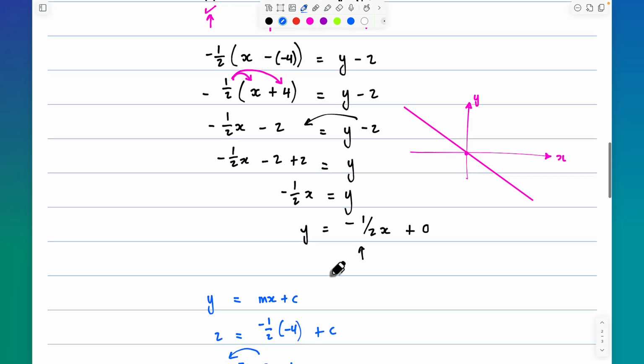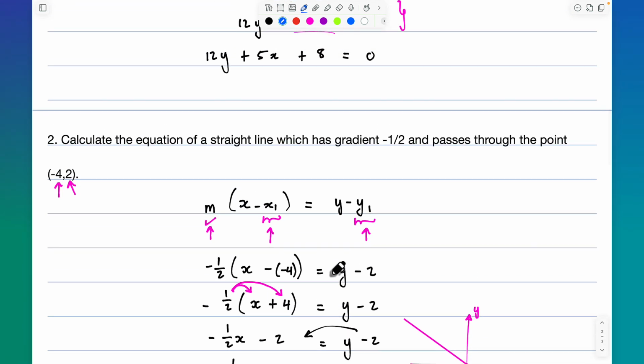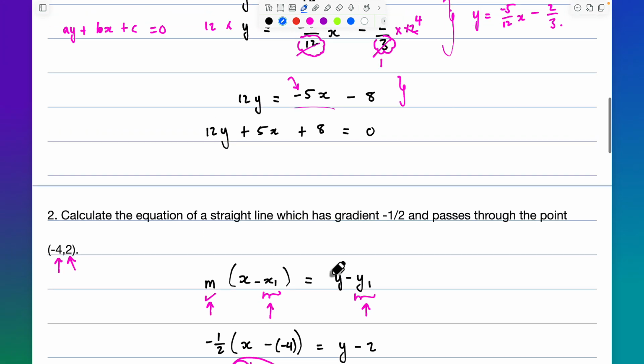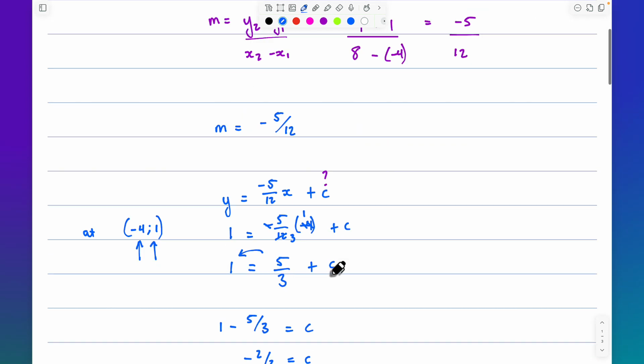So it depends on which method you prefer, honestly. But the syllabus does require you to know both. So we have covered both. So hopefully this kind of makes sense.